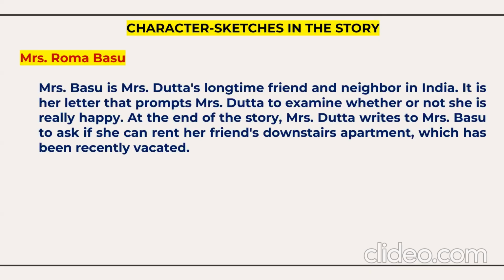Okay, so I felt to give a character sketch of this story here, because a question may be asked: write a character sketch of so and so character. Mrs. Roma Basu, that's the full name of Mrs. Basu. Mrs. Basu is Mrs. Datta's longtime friend and neighbor in India. It is her letter that prompts Mrs. Datta to examine whether or not she's really happy. At the end of the story, Mrs. Datta writes to Mrs. Basu to ask if she can rent her friend's downstairs apartment, which has been recently vacated.